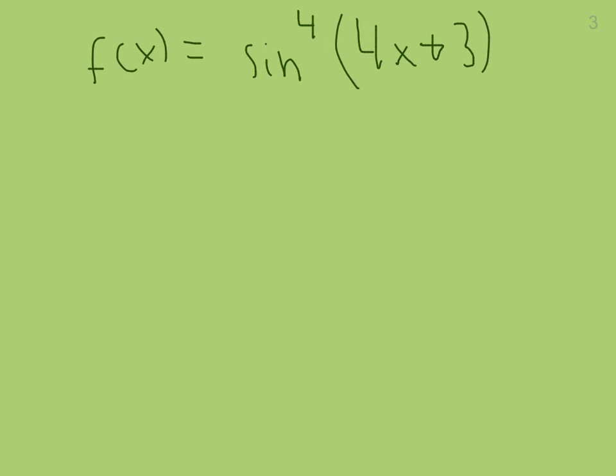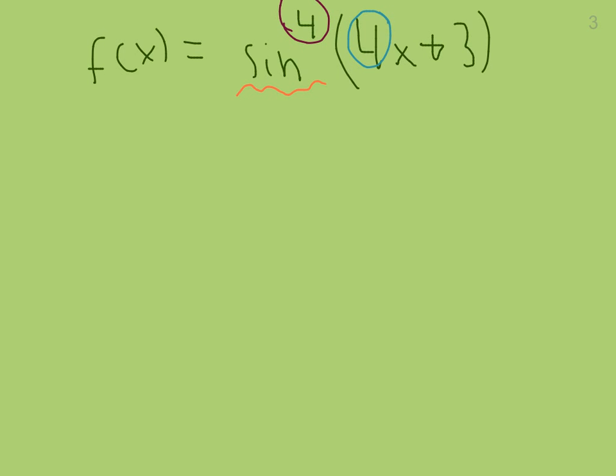What if we had something along the lines of f of x is equal to sine to the fourth of 4x plus 3? Well, where's our variable? It's x. What's being done to x? It's being multiplied by 4. What's being done to that? It's being sined. And what's being done to that? It's being raised to the 4th power. So we've got 3 layers in this problem.